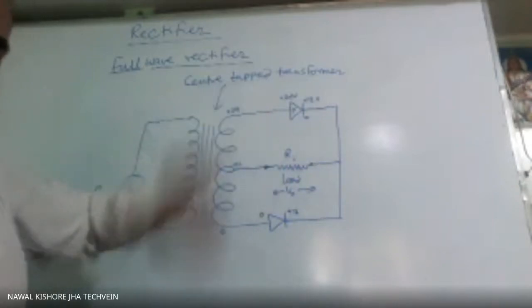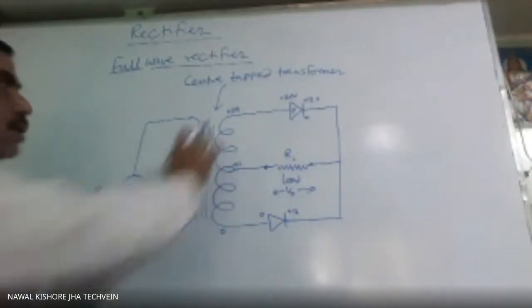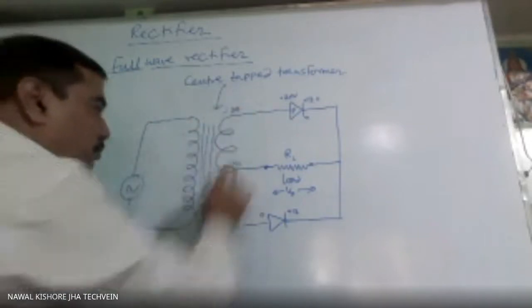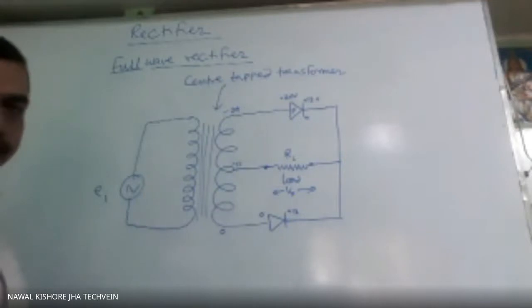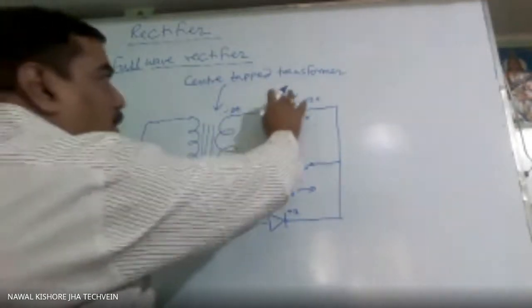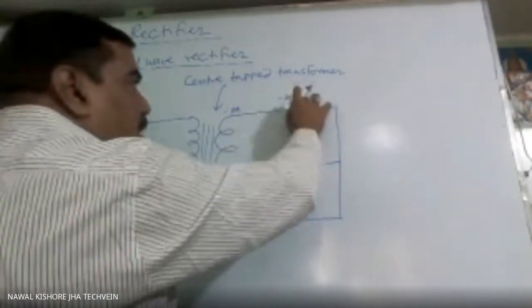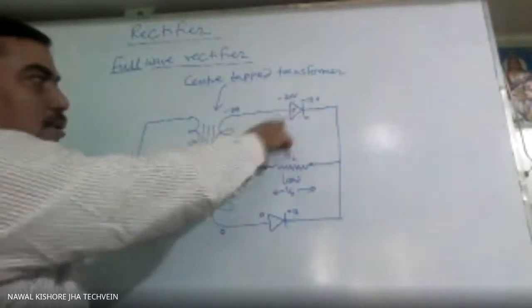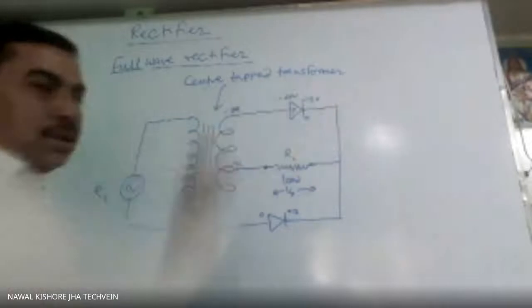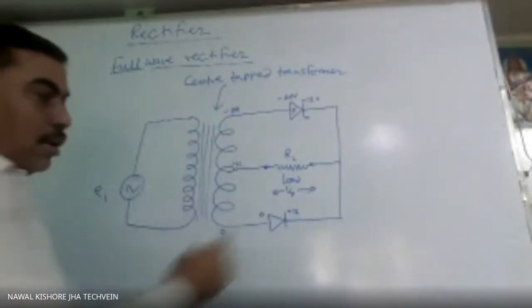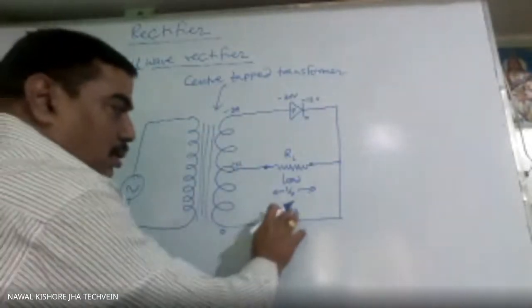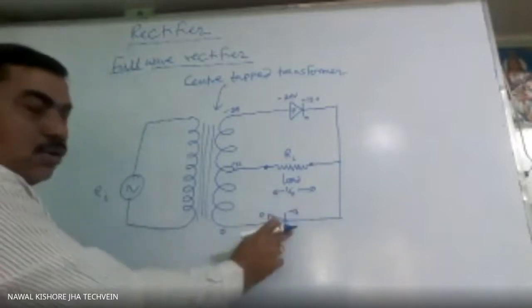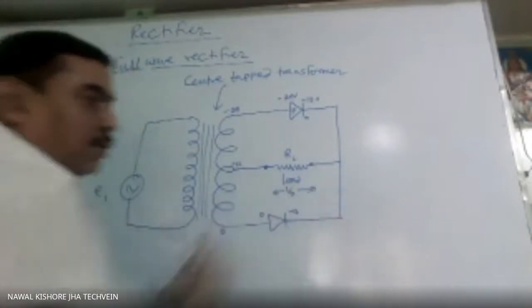Now in the negative half cycle, what will be? Suppose this is coming at minus 24, this is minus 12, this is still 0. Now what is happening? This is minus 24, this is minus 12. Naturally, this is higher, this is lower, so this will not conduct. Now, this is 0 and this is minus 12. So this is higher, this is lower, so this will start conducting.